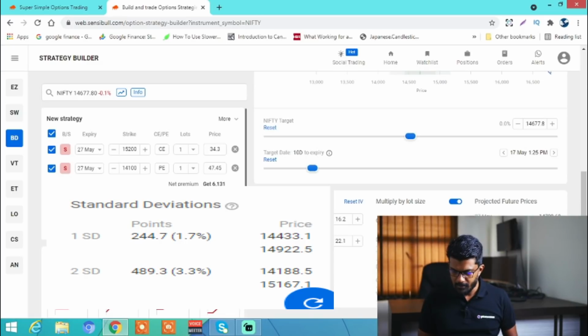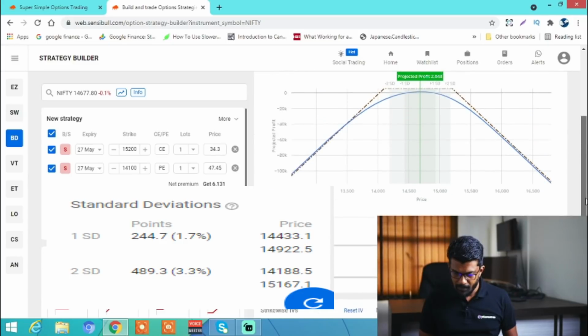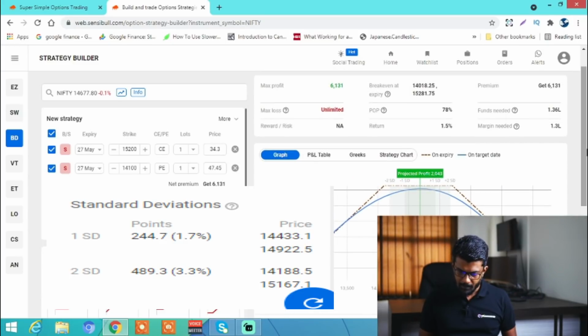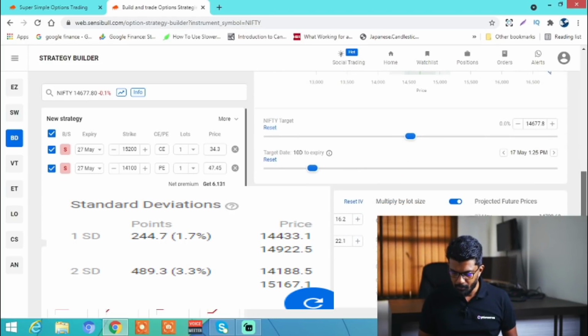So downside is 433 and upside is 922, and two standard deviation is 14,188 and 15,167. And always make sure you go for two standard deviation. And if we see our strike break even point, it is 14,018 and 15,281, above and below the two standard deviation, and this standard deviation is available in Sensible.